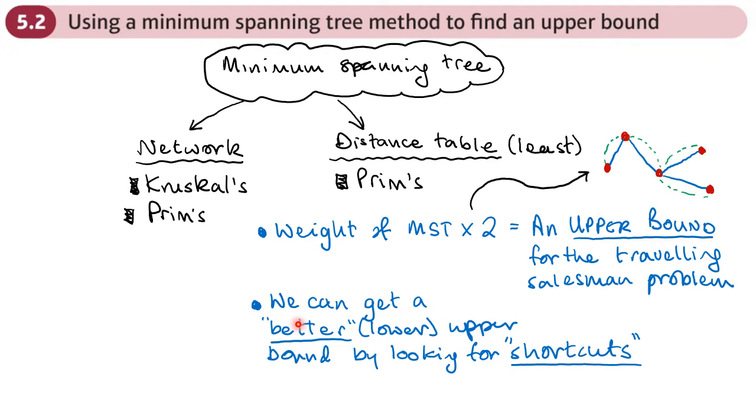Now we can improve on this upper bound, we can get a better or lower upper bound by looking for shortcuts. So a shortcut may mean using edges which are in the original network, which are not in the minimum spanning tree. Or it may mean repeating a fewer number of arcs than repeating every single arc. So that will give us a better or a lower upper bound.